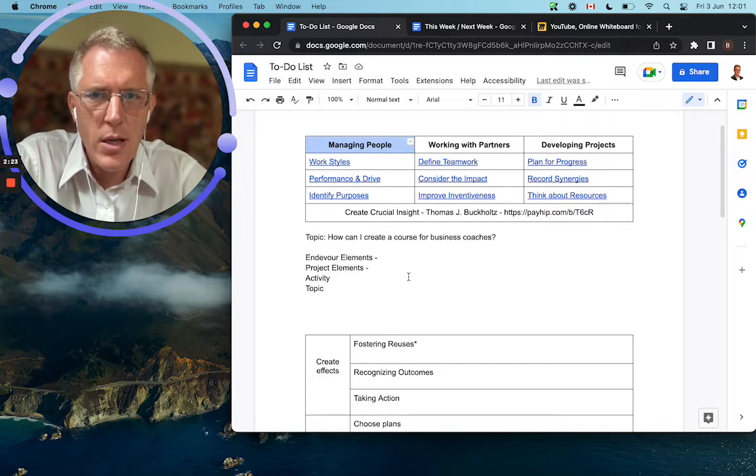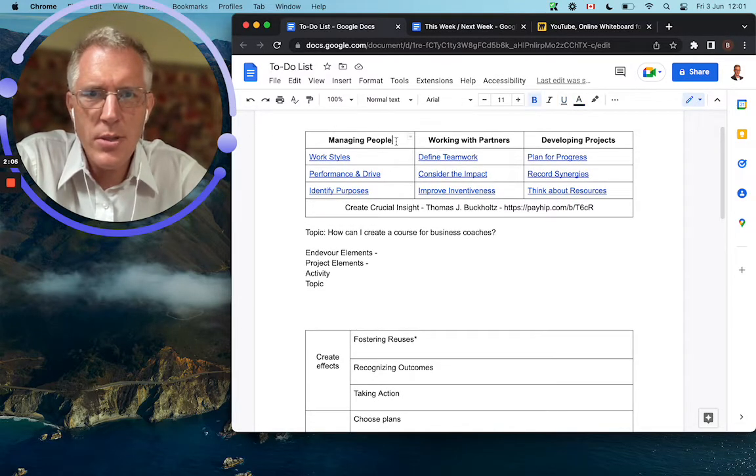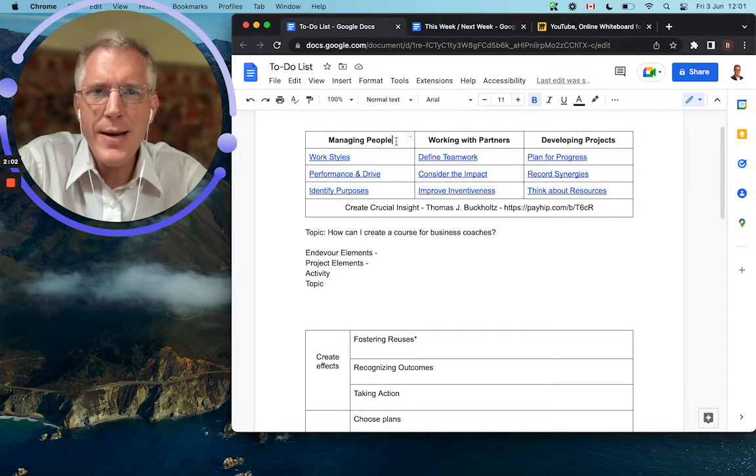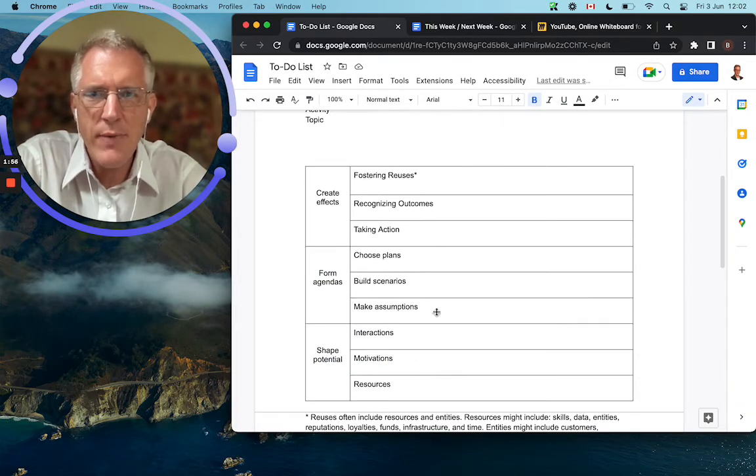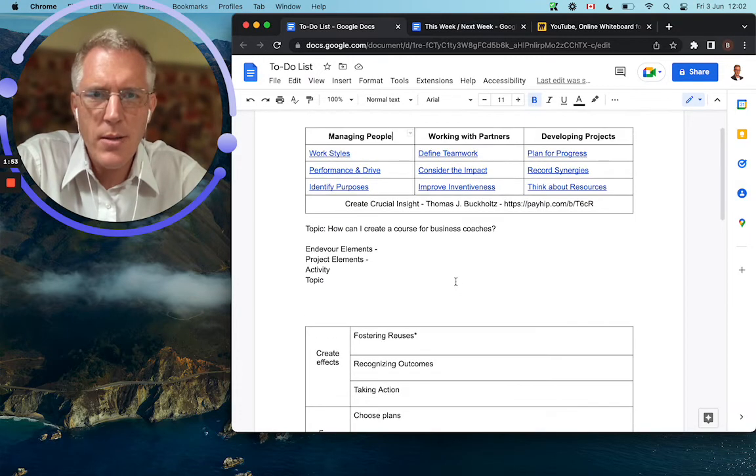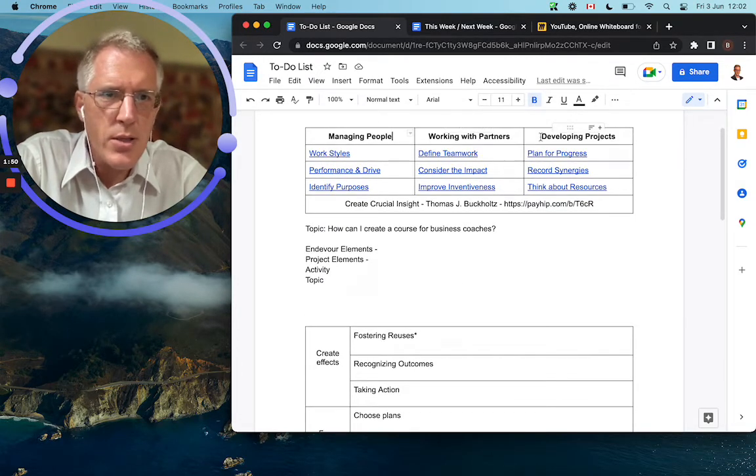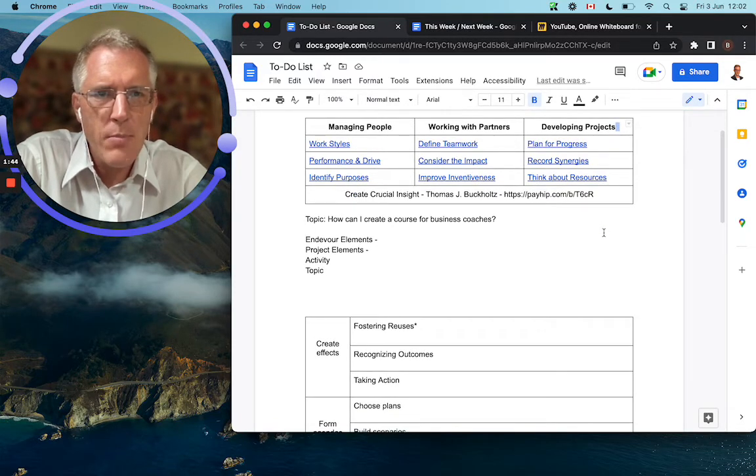All right, so I can see some areas. I think we could go into identifying purposes. We could have a discussion about performance and drive. We could also talk about work styles. But the thing is that when I talk to a person about managing people, usually they already have a context. They're already working together. They already have all these boxes filled. They know what's going on with their project. And it's the same thing with working with partners. So it looks like we are starting with this concept called developing projects, because, in fact, that is what I'm trying to do.